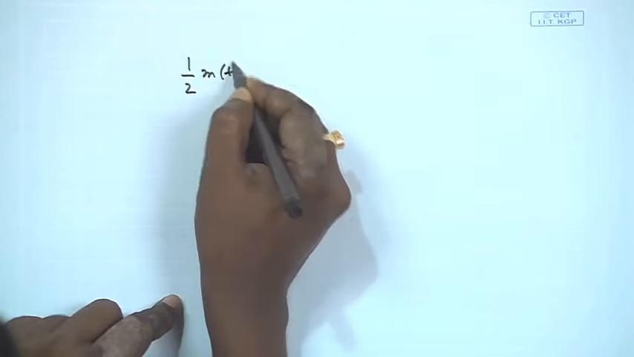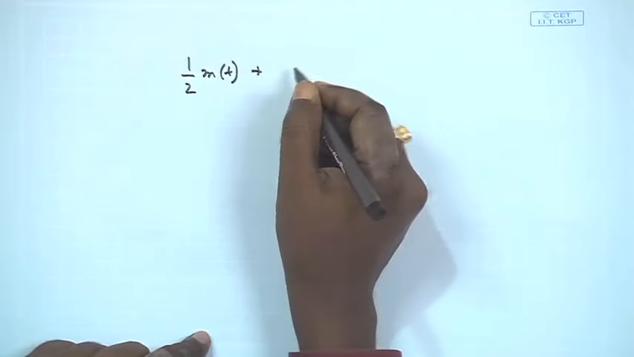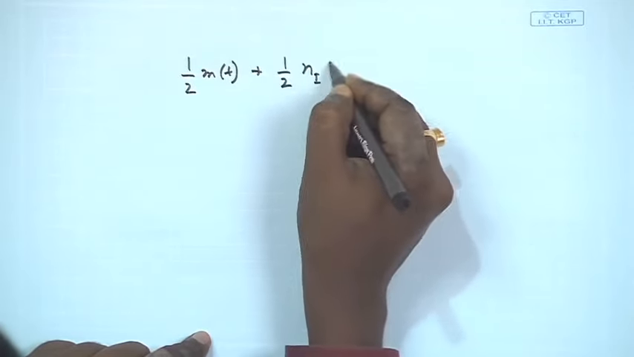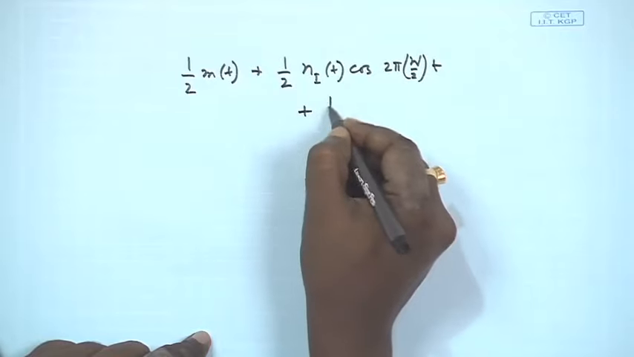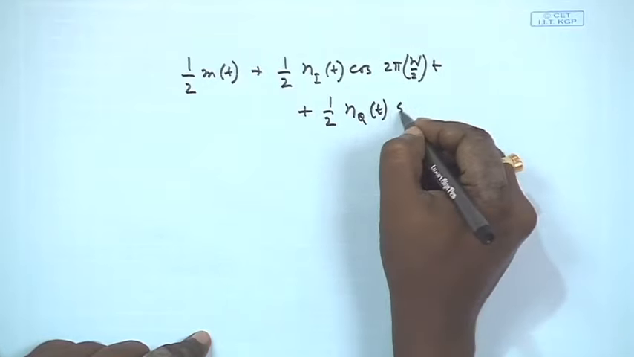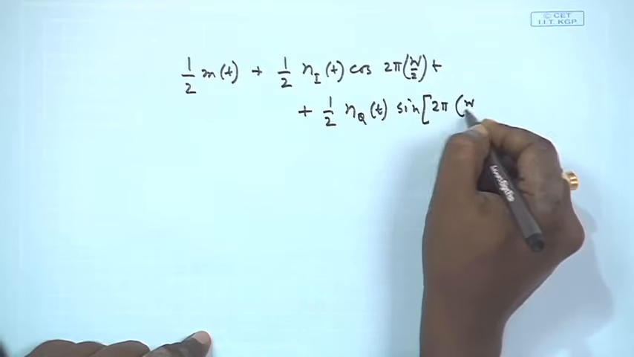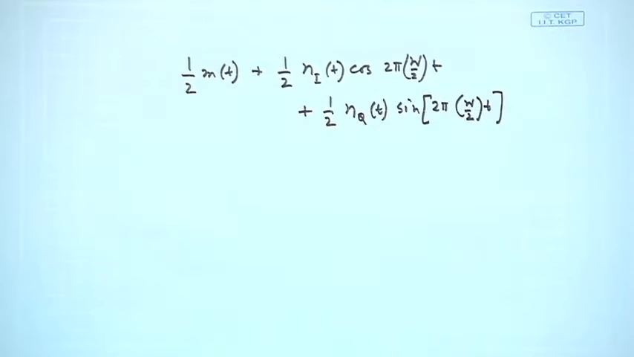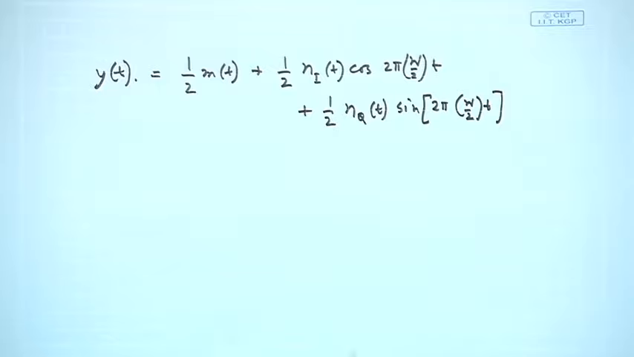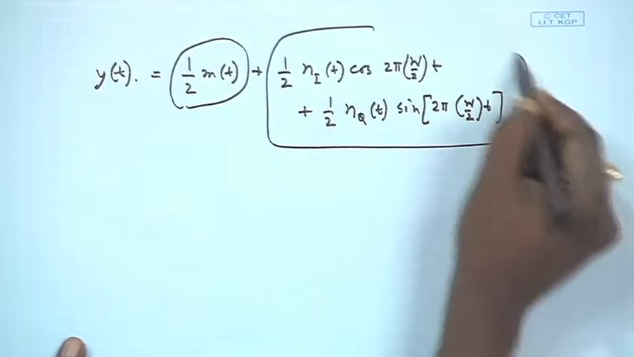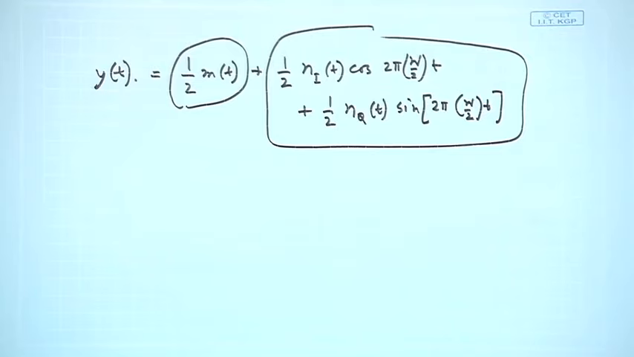half m(t) plus half n_I(t) cos 2 pi (W by 2) t plus half n_Q(t) sin 2 pi (W by 2) t. This is what we get at the output. So, that is my y(t). Now, clearly you can see that it has a message term and a noise term. This is the first time, because of this filter central frequency shift, that we get both the in-phase and quadrature terms in my output noise.